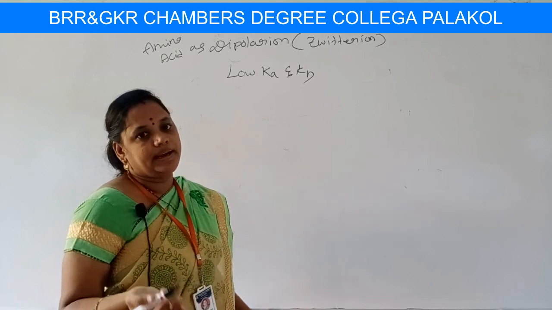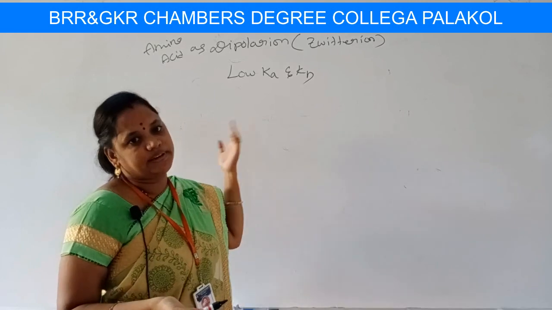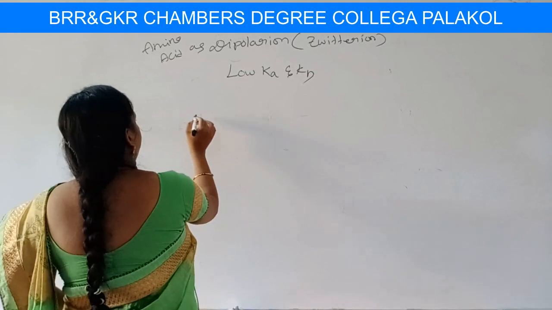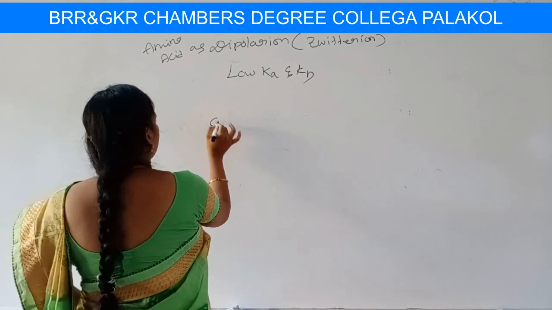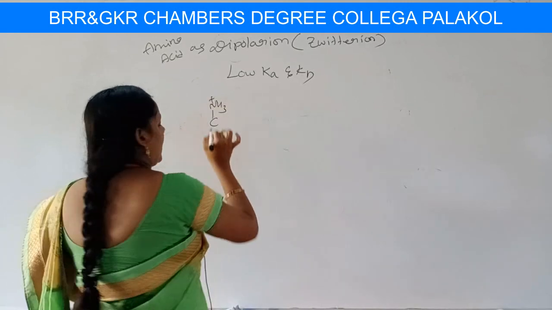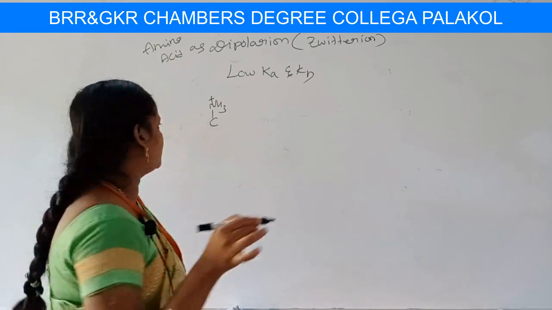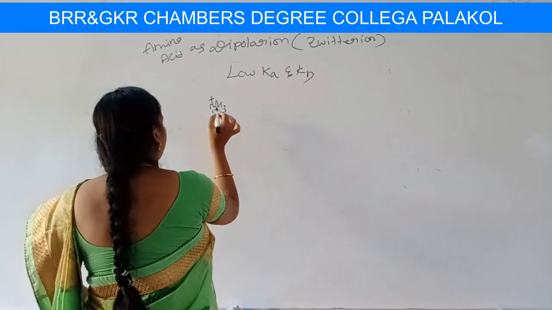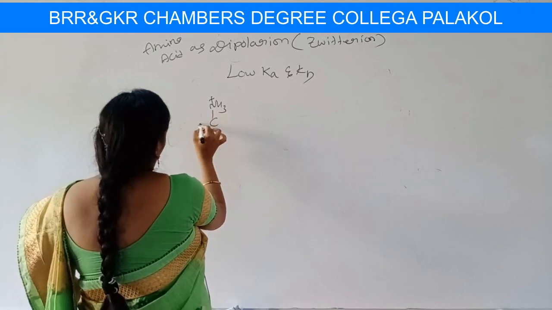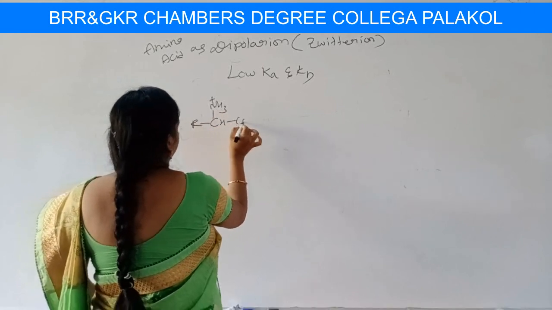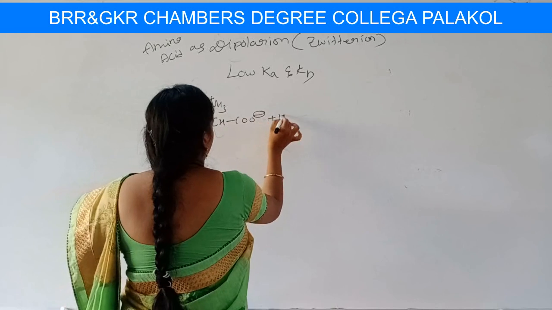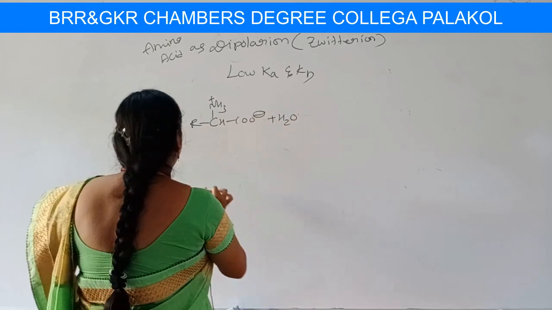Let us calculate Ka and Kb values for zwitterion. Let me write this zwitterion. I hope by this time you have got knowledge to write the zwitterion structure. COO minus plus water.